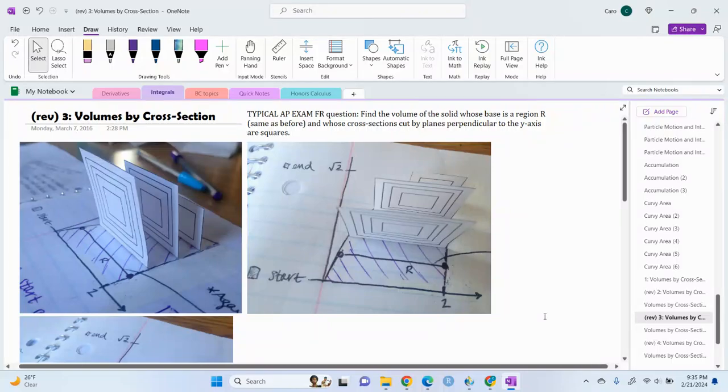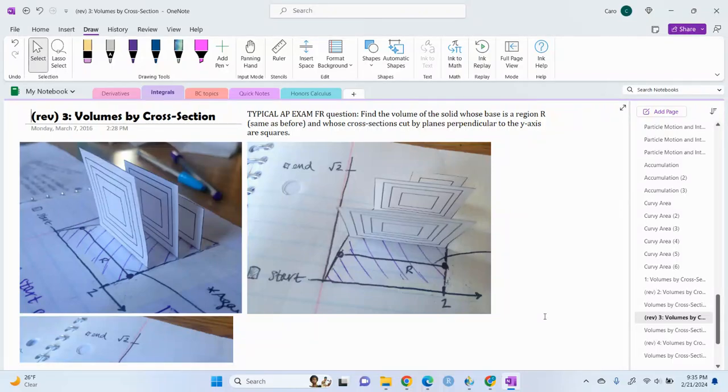Hey everyone, this is part 2 of the volumes by cross-section. The last video ended on the first example of cross-sections of semicircles. This one we are going to take squares, okay? And the key here is we're going to be perpendicular to the y-axis.